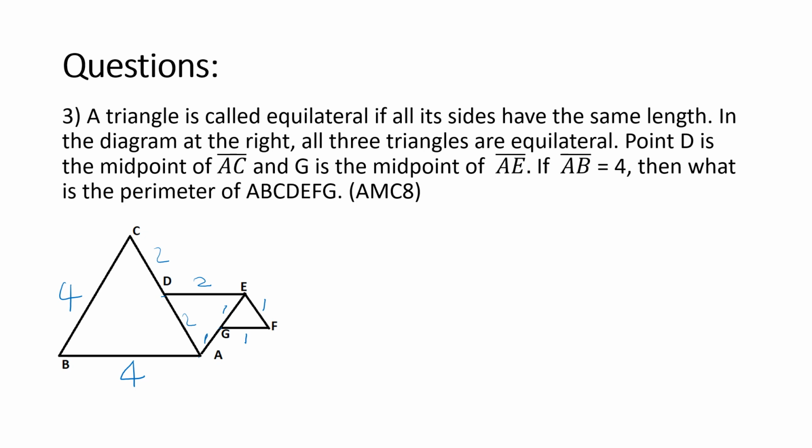So now we have to add the perimeter up. AB plus BC plus CD plus DE plus EF plus FG plus GA. That's the total for the shape.